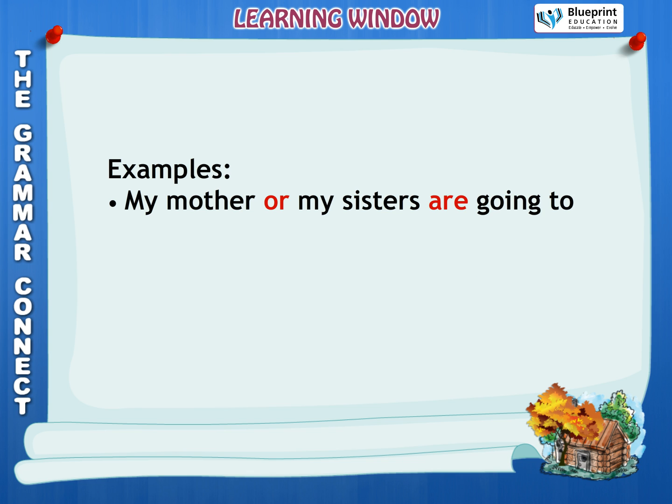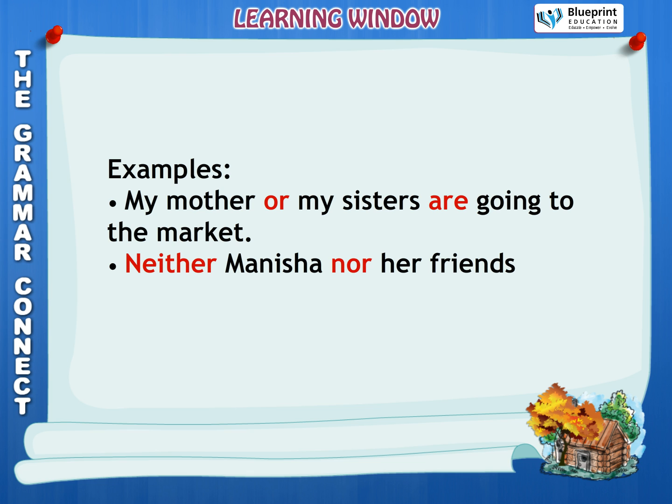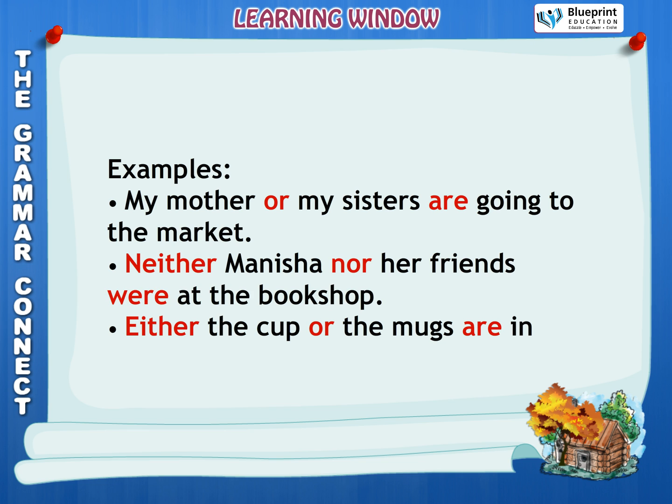Examples: my mother or my sisters are going to the market. Neither Manisha nor her friends were at the bookshop. Either the cup or the mugs are in the dishwasher.